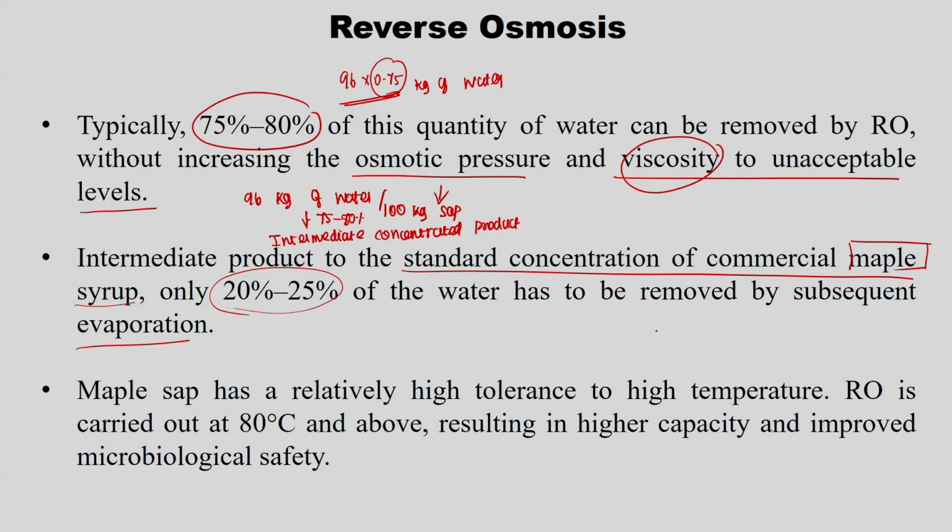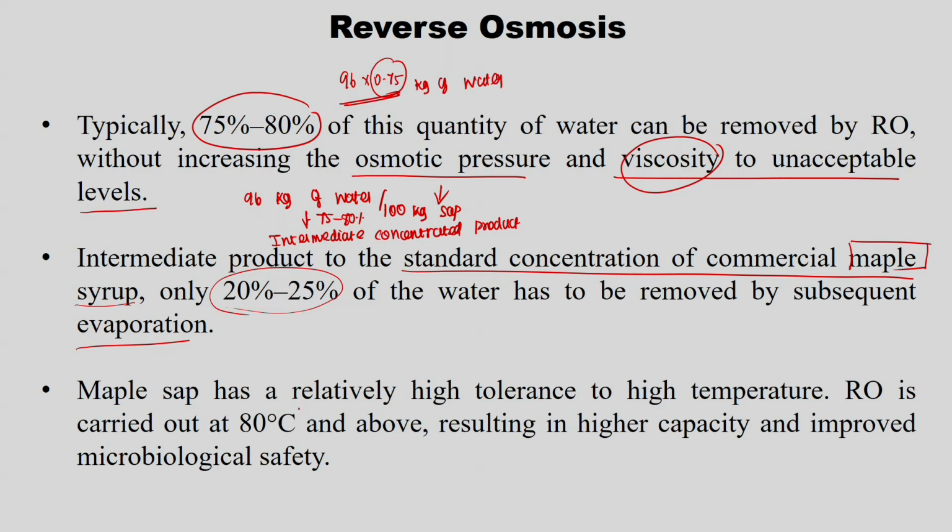So, that is being processed using membrane separation, which is nothing but RO, and evaporation to get the maple syrup. So, in that RO part, almost 75 to 80 percent of the 96 kg of water per 100 kg of sap is removed.